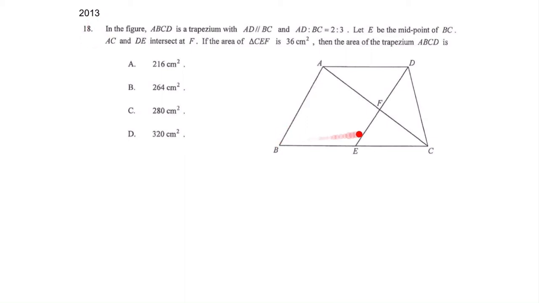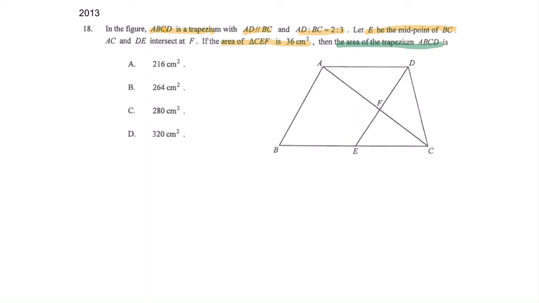So here you're given a figure and then you have to find the area of the whole figure in the end. But before that, let's highlight the important information in it. We have a trapezium, AD base is parallel, and then we are given a ratio. We also have E as midpoint, and then we also know one of the areas, and in the end we have to find the area of the whole trapezium. So now let's write it.